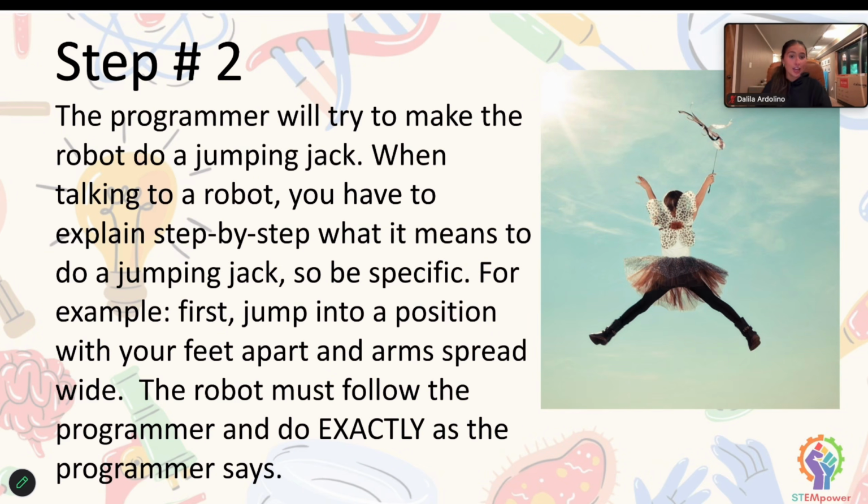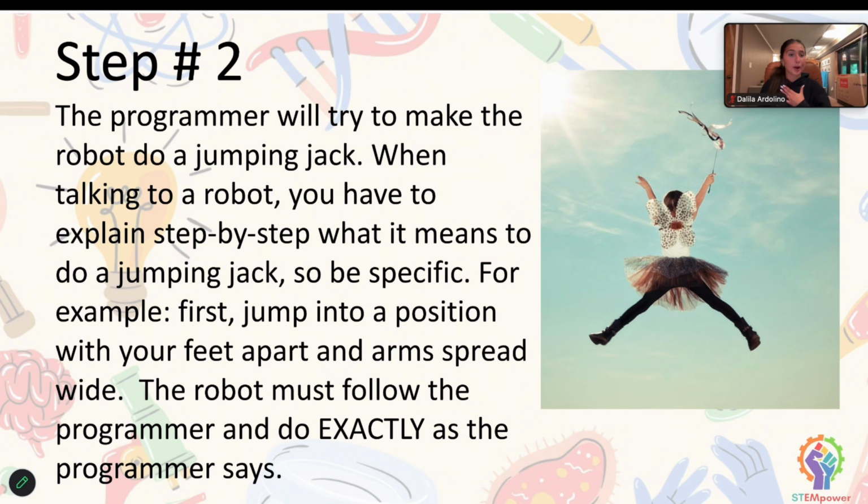After you have decided, we'll get right into it. So the programmer in this activity is going to be trying to get the robot to do a jumping jack. But when talking to this robot, you have to explain step by step what it means to do a jumping jack, because this robot doesn't know what a jumping jack is. It's not human. It's never heard of this. So you have to give it these very clear steps.